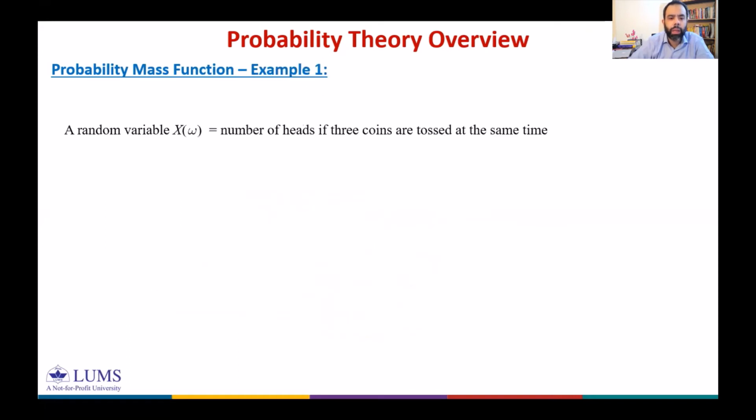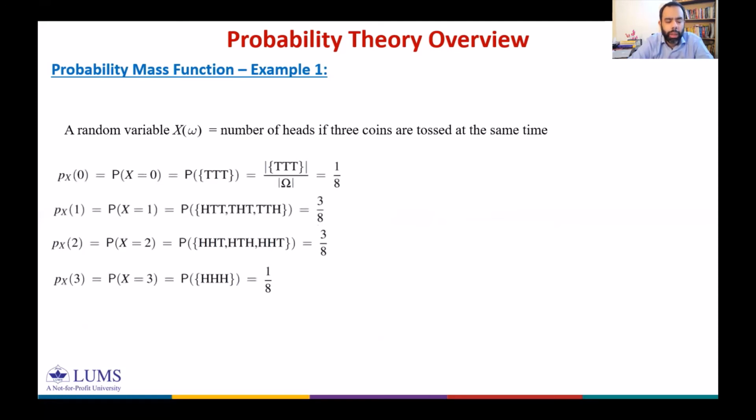For the examples we discussed, let's define the probability mass function. For example, the number of heads when 3 coins are tossed at a time. Let's say this random variable is X of omega. The probability that this random variable takes the value 0 is given by the probability that you get 3 tails, which is 1 over 8. Similarly, 1 head is 3 over 8, 2 heads is 3 over 8, and all heads is 1 over 8.